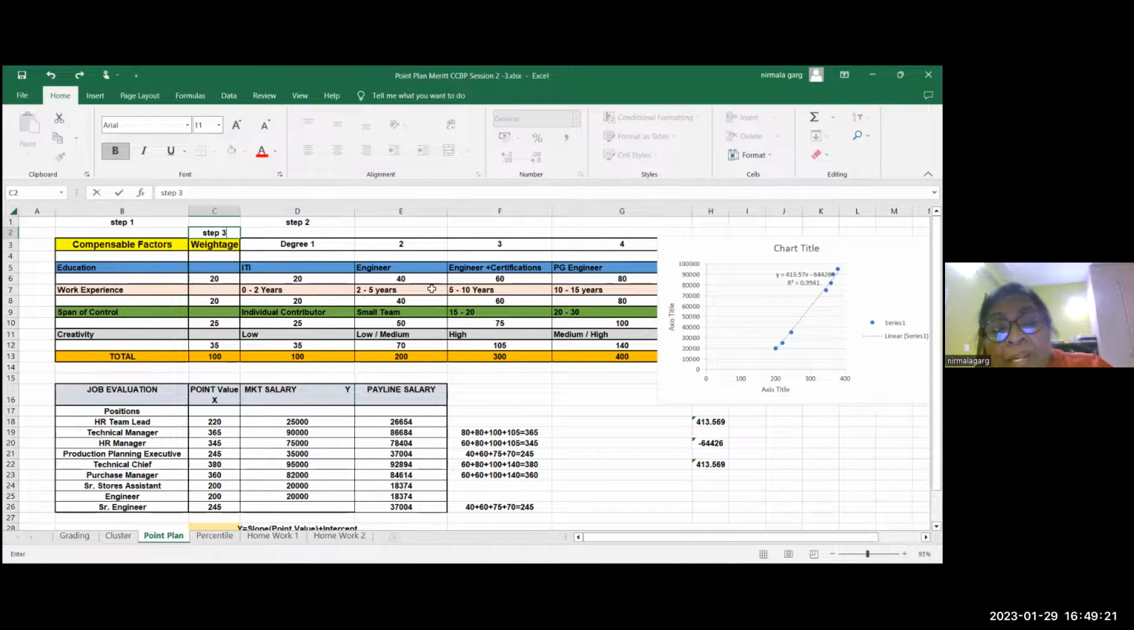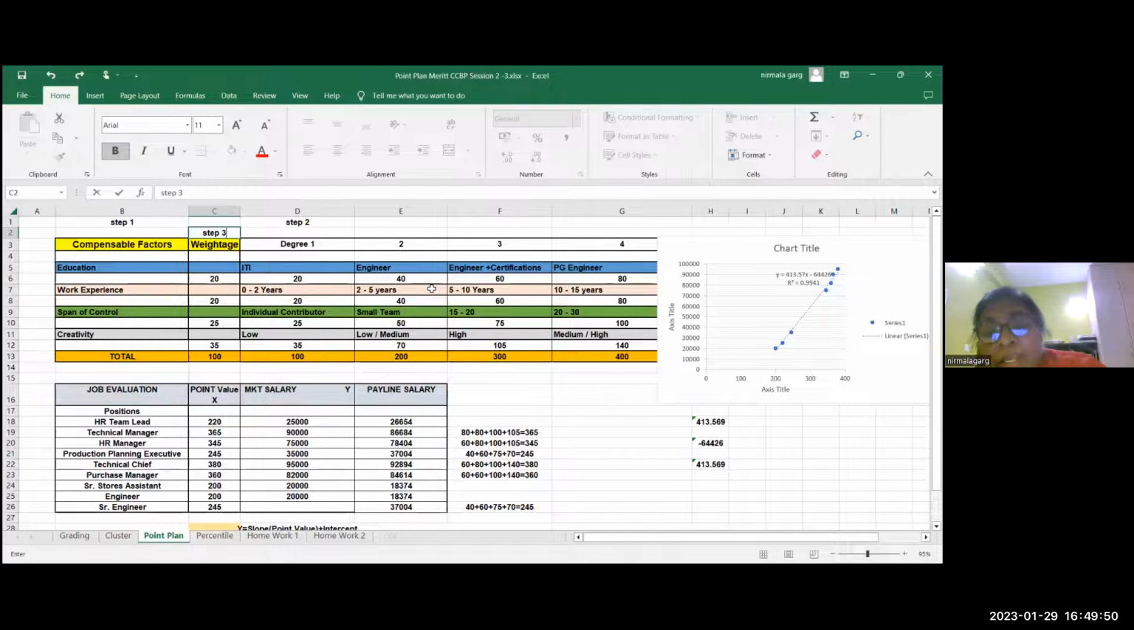Because you are assigning points, you can't have overlaps. In a grading, you can have some overlaps, but here, descriptors cannot overlap. All right. For example, education, you have put as ITI. Then necessarily the next level should be higher than the previous degree. You cannot have the same thing or overlapping. Got it? Okay.